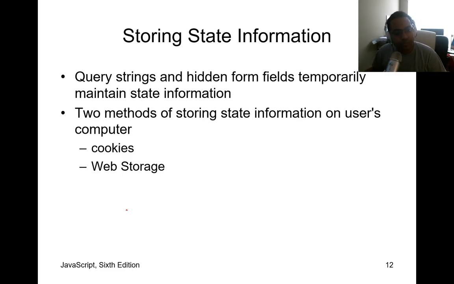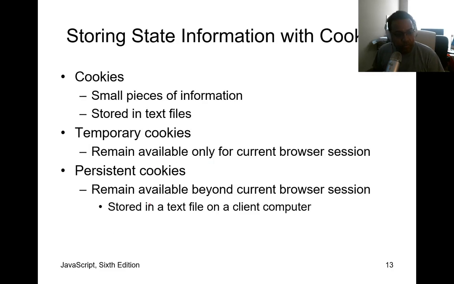So, we talked about query strings and hidden form fields. Two methods of storing state information on users' computers are cookies and web storage. So we talked about what a cookie is. We talked about temporary cookies, and we talked about how they only remain available during the current browser session.